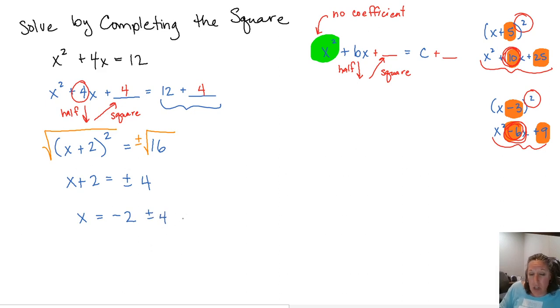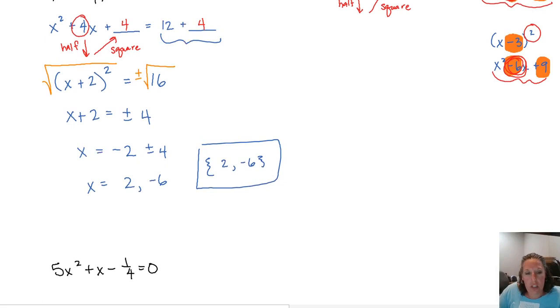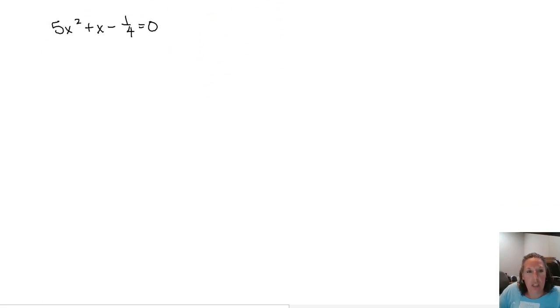If this simplifies where it doesn't have a square root in it, like we have here, square root of 16, 16 is a perfect square, and so that square root goes away, we can write this, and this is going to be negative 2 plus 4. So negative 2 plus 4 is 2, and then negative 2 minus 4 is a negative 6, and so that is our solution set.